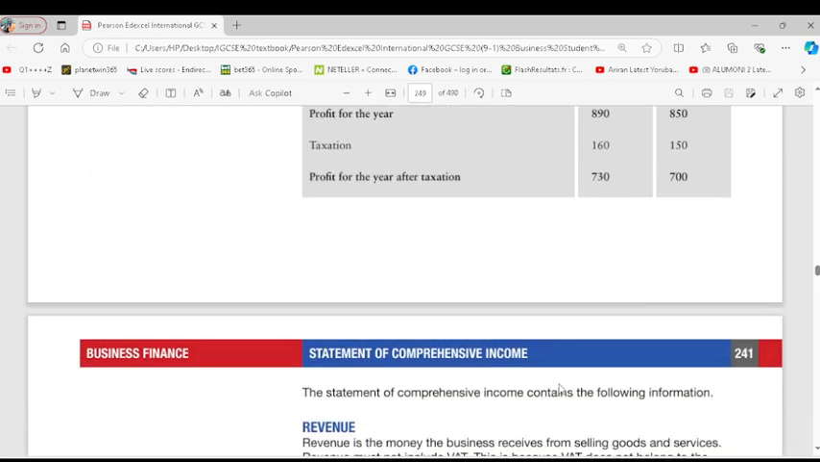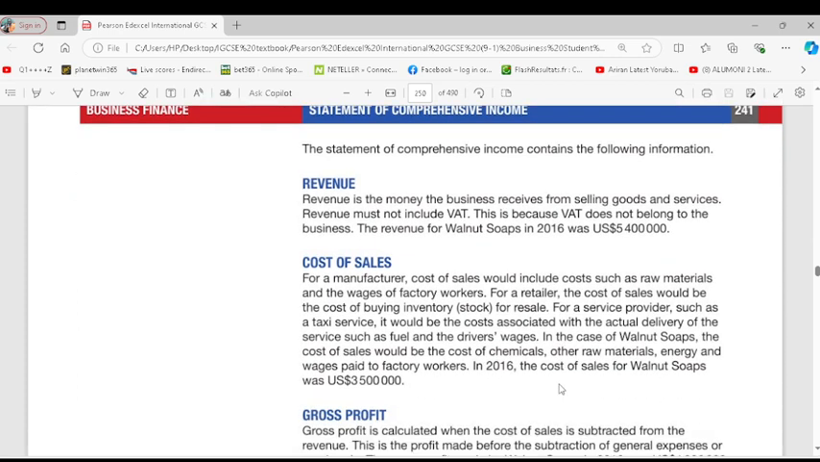So we'll move on. What are the items in the statement of comprehensive income? The first one, revenue. Revenue is the money the business receives from selling goods and services. Revenue must not include VAT. This is because VAT does not belong to the business.